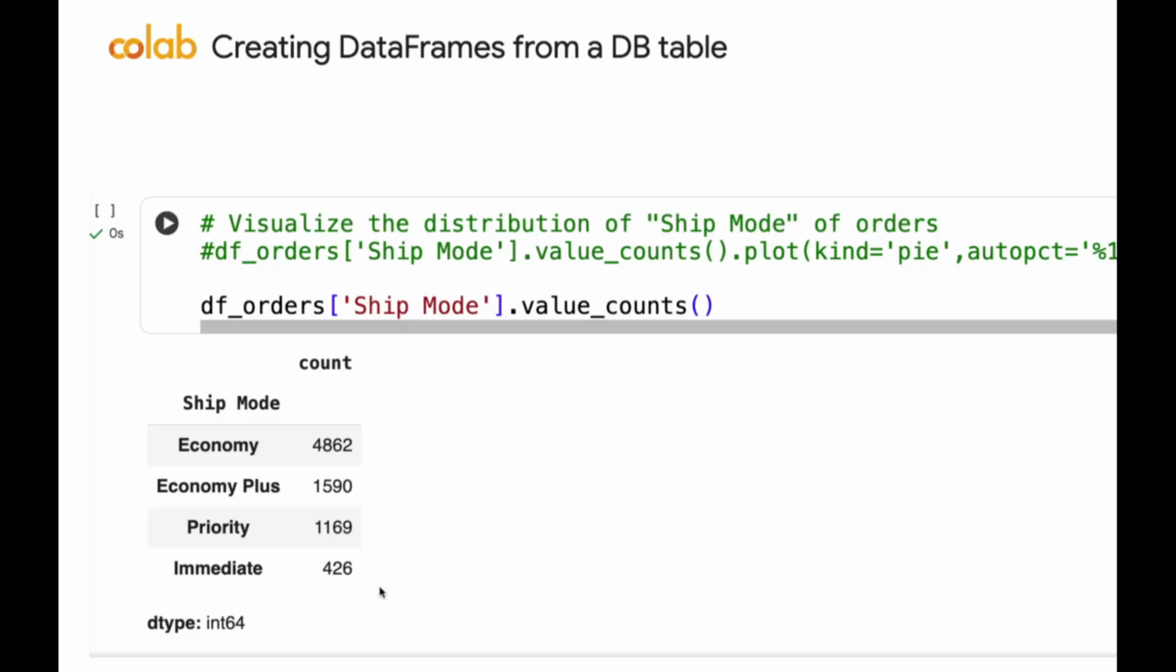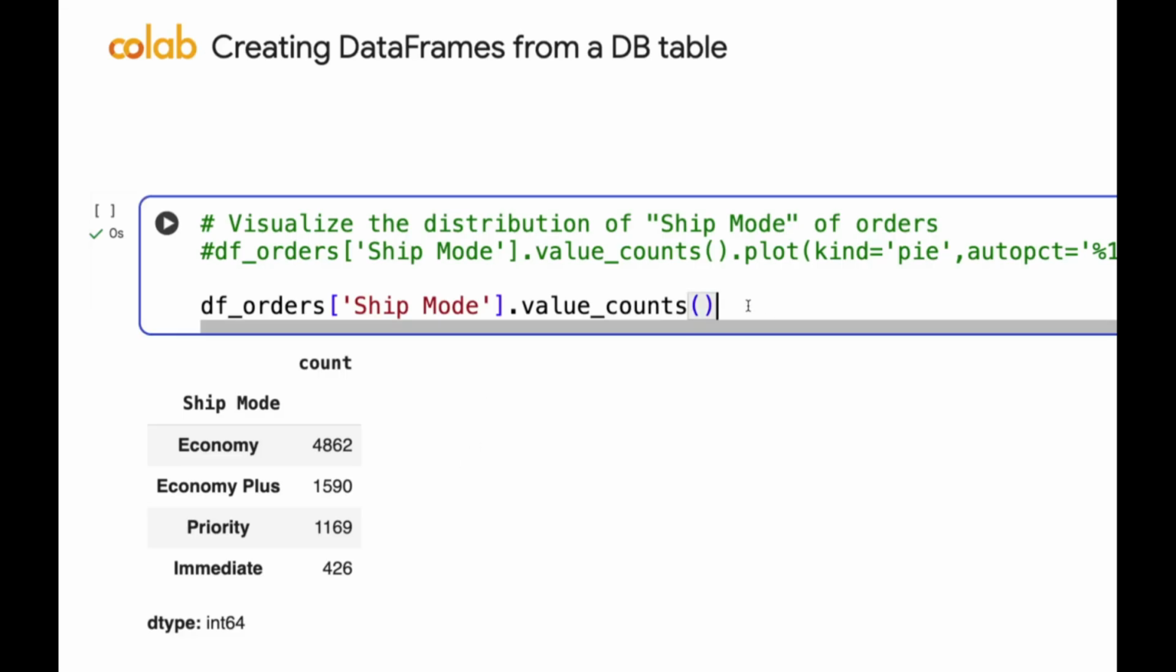So I guess from the more economic version to the more pricey version, right? Anyways, we know that there are 4,862 orders delivered through economy mode, and similarly, all those numbers you see here are the number of orders placed under each of those different modes. Right? This is how we can get those counts.